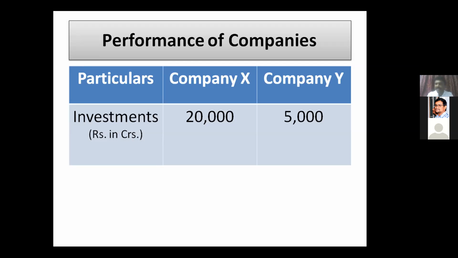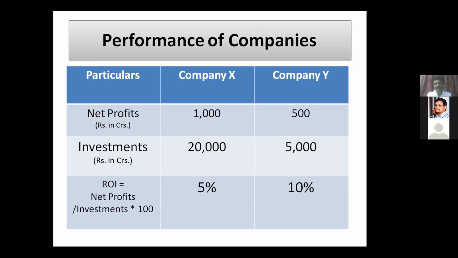Now let me tell you, company X and Y in the first example when we showed the net profits, and company X and Y in the second example when we showed the investment, are not different companies, these are the same companies. Company X with 1,000 crores of net profit is the same company having an investment of 20,000 crores, and similarly company Y having a net profit of 500 is the same company which has an investment of 5,000 crores. Let us see them together.